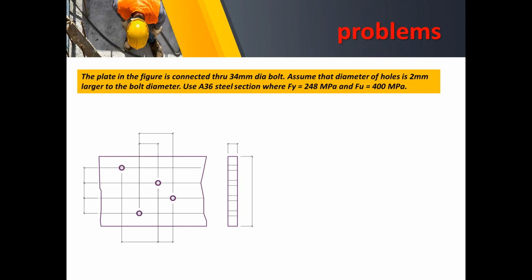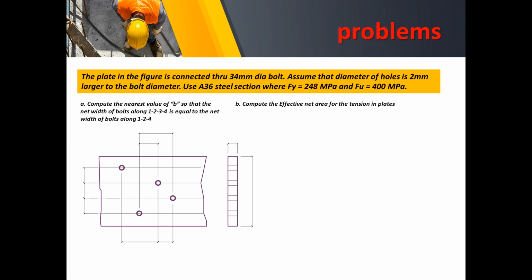In here we have the plate that shall be connected by a 34 millimeter diameter bolt. Assume that the diameter of holes is 2 millimeters larger than the bolt diameter. The A36 steel section has properties of Fy 248 and Fu of 400 megapascals. For the first requirement, compute the nearest value of the width B so that the net width of the bolts along route 1, 2, 3, 4 is equal to the net width of the bolts along 1, 2, 4. Then the second requirement will be to compute the effective net area for the tension in plates. And finally, compute the value of P so that the allowable stress shall not be exceeded.